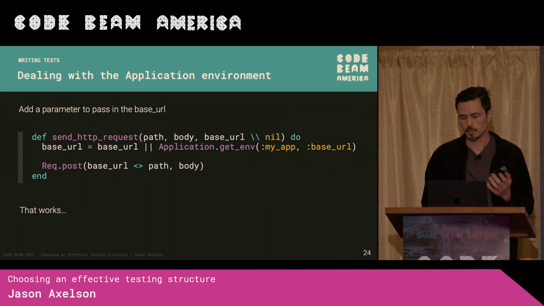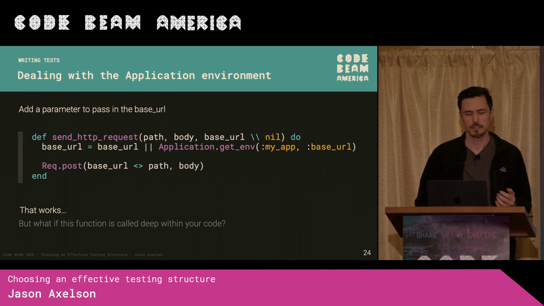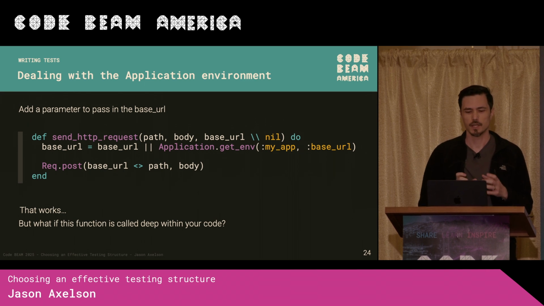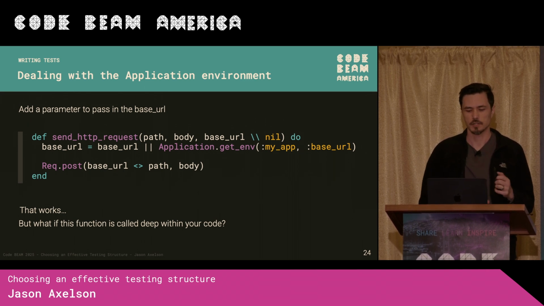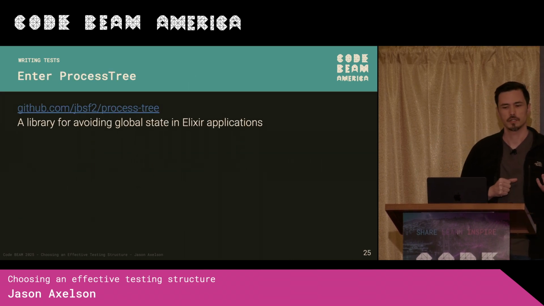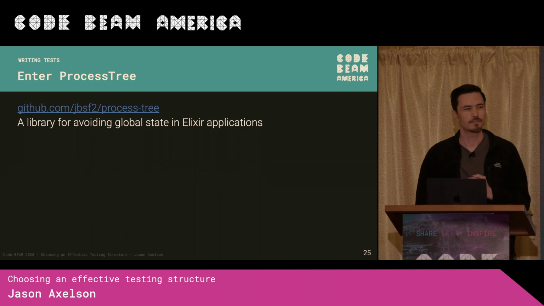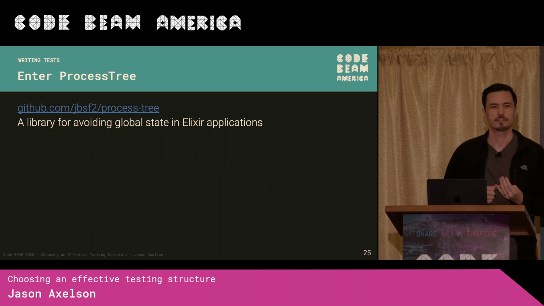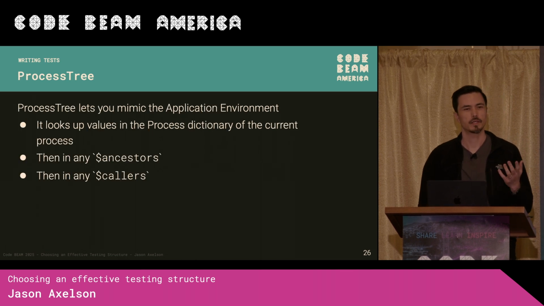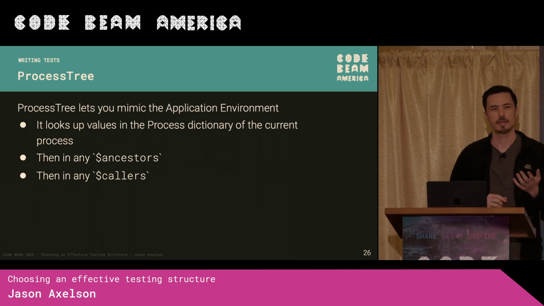So that works well. But what if this function is 10 levels deep in your code? If you have to pass that base URL through 10 levels of your functions, that just becomes very messy, especially if you have other variables you're also trying to pass. So a library that I recommend for this use is called Process Tree. Process Tree is specifically made to avoid global state in Elixir applications, and I think it's very well suited for testing. The way it works is basically mimicking the application environment.